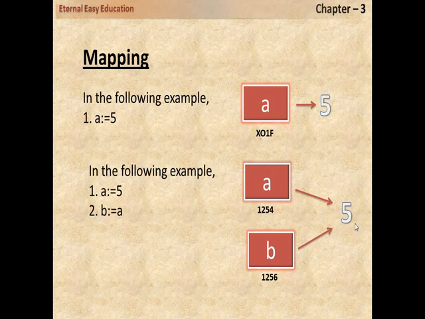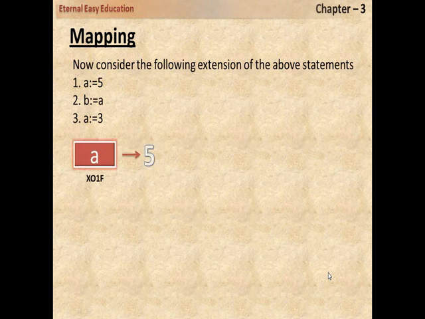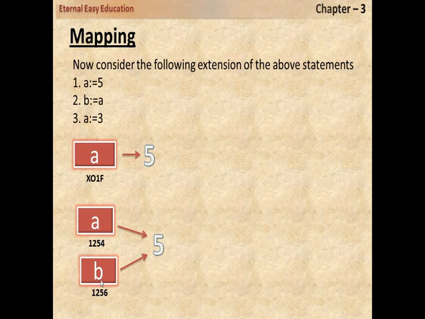Are you clear up to this, children? We'll go to the next one. Now consider the following extension of the above statements. A equal 5, already you know. A is equal to the value 5. Next, B equal A means A and B, there will be two names and both are mapped with the value 5.